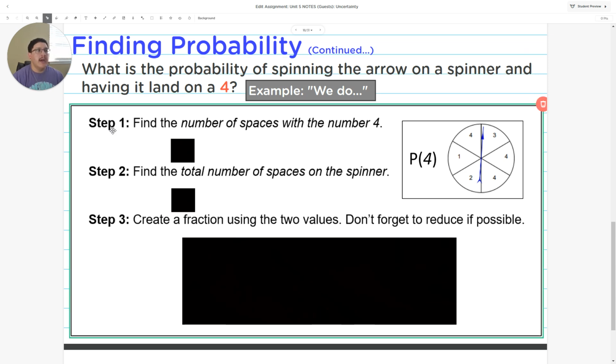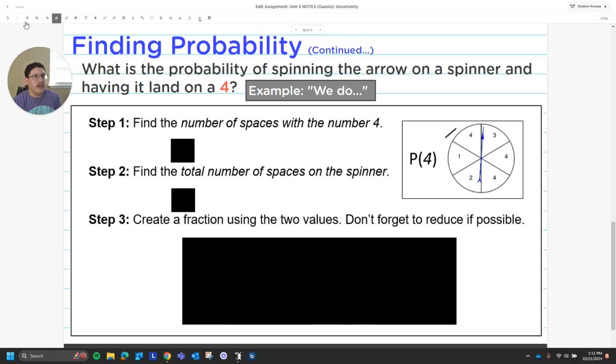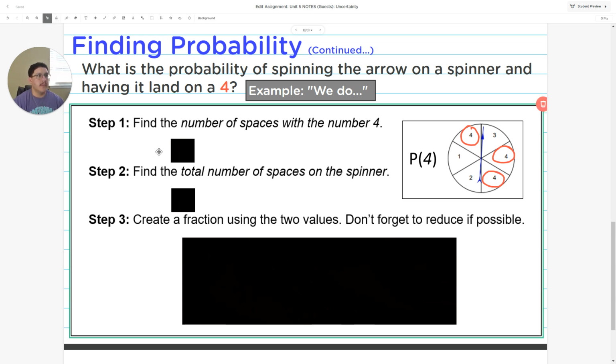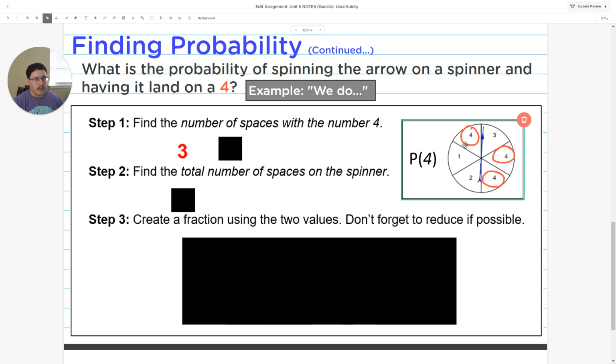So step 1, find the number of spaces with the number 4. I count, let me use a different color there. I count 1, 2, 3 different spaces with the number 4. Therefore, 3 is step 1. We have 3 spaces with the number 4. How many total spaces do we have on the spinner? Well, if I count all the total slices, 1, 2, 3, 4, 5, 6, we have 6 total slices, spaces, whatever you want to call them.